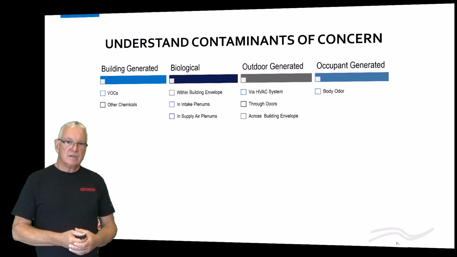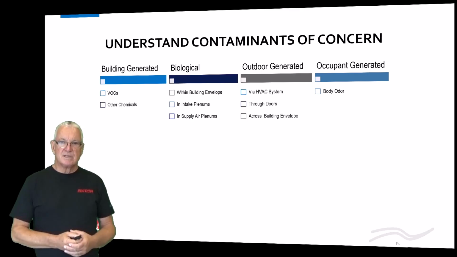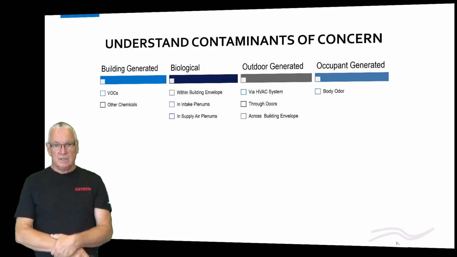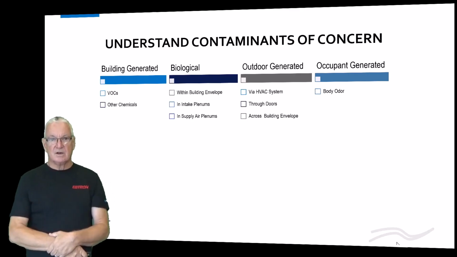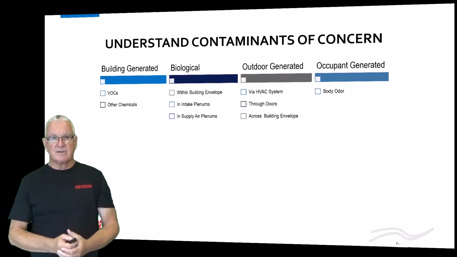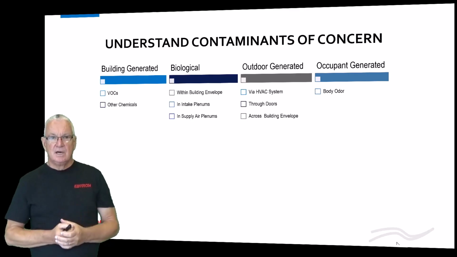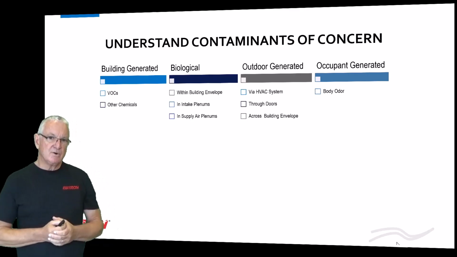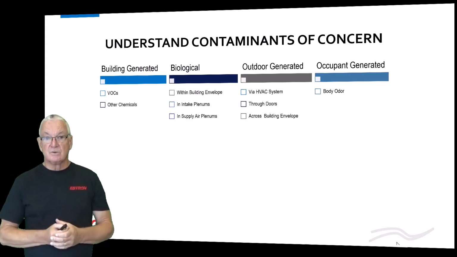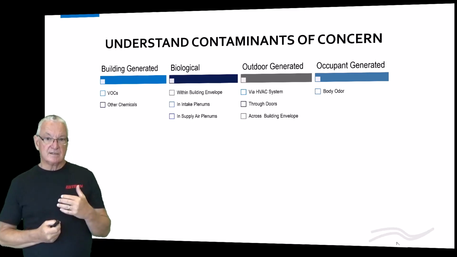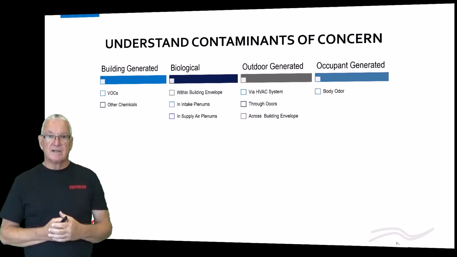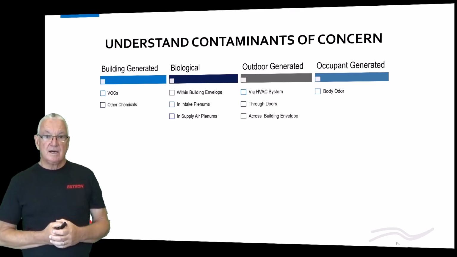Okay, to keep it simple, I've always done these presentations this way. I like to keep it simple for mechanical folks and just say, let's understand the contaminants of concern. We might have building generated, VOCs, but it could be other chemicals. We have biological. Typically, biological have always been a result of moisture. Within the building envelope or an intake plenum, supply plenums, these are things that are either pressurization driven or airflow rate driven. Outdoor generated, we just have to remember that the outdoor air itself could be a problem.